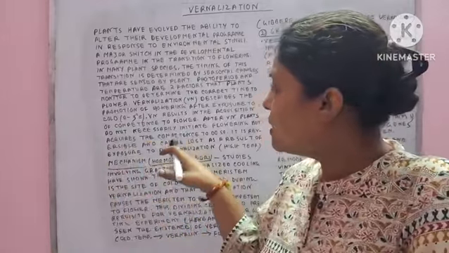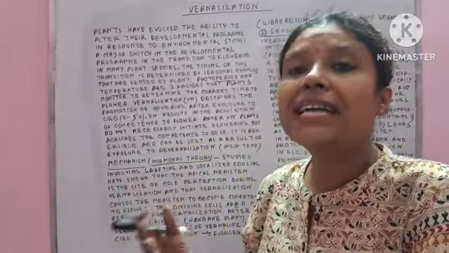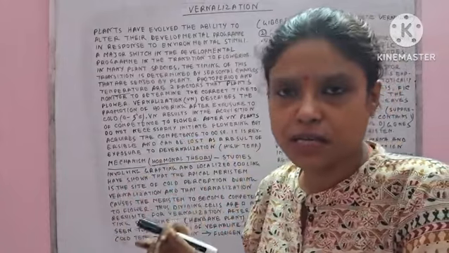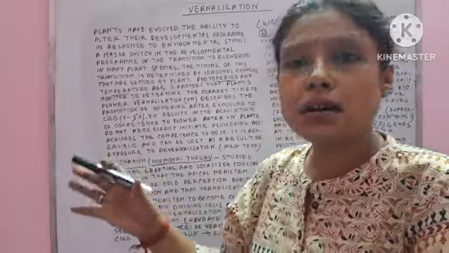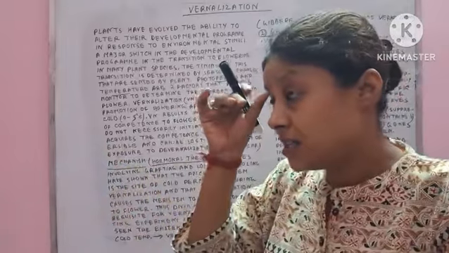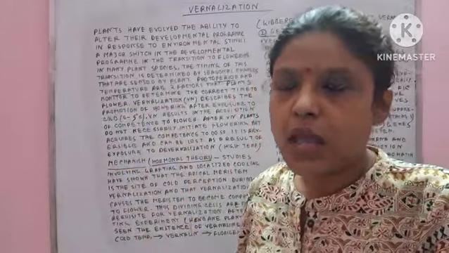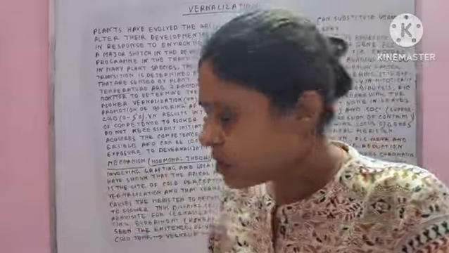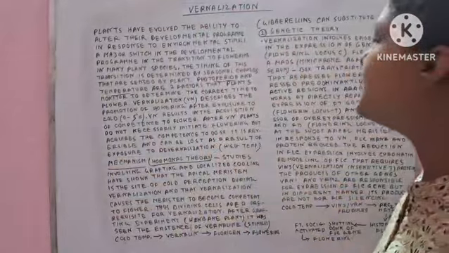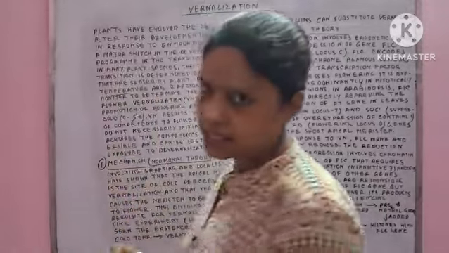But what is de-vernalization? De-vernalization is high temperature, the reversible condition. So 0 to 5 degrees Celsius is the cold temperature or cold condition. This is called vernalization. But its reversible condition is high temperature, and if the plant is exposed to high temperature, its flowering process is stopped. Clear?